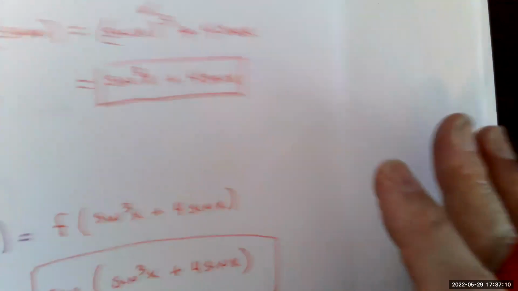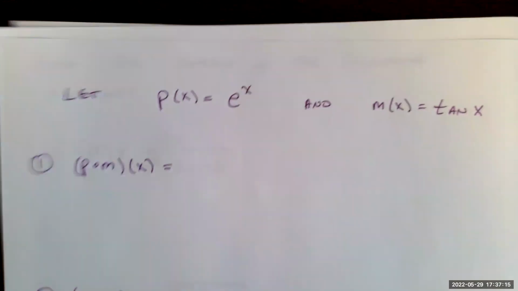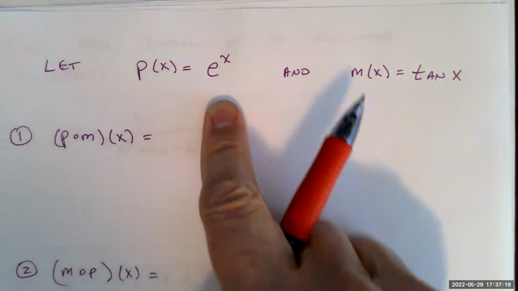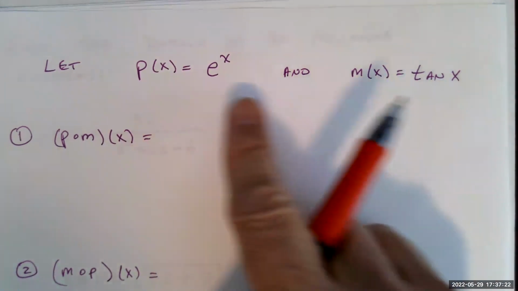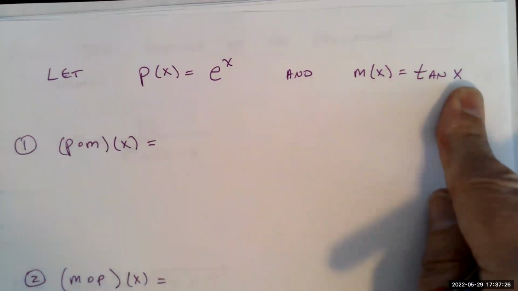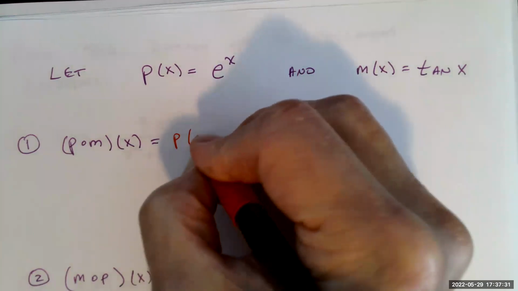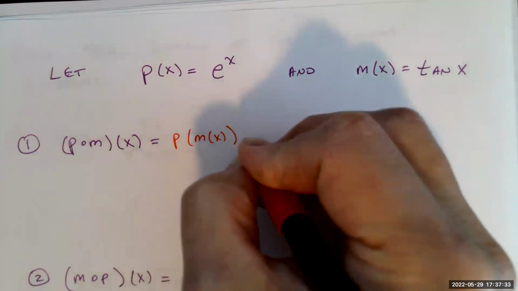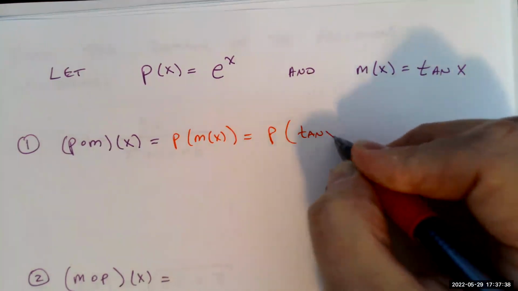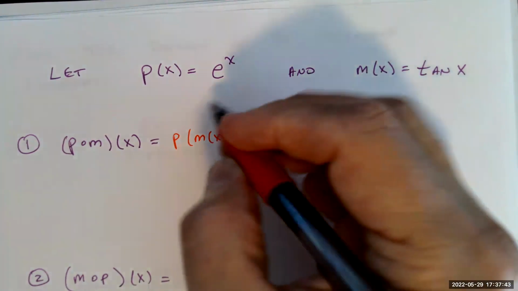Let's quickly look at a few others. So p of x is e to the x, the exponential function with base e, or the natural exponential function, and m of x is the tangent function, tangent of x. So what's p circle m of x? That's p of m of x. Well, m of x is just the function tangent x. So I'm going to plug that output, tangent x, into the function here.